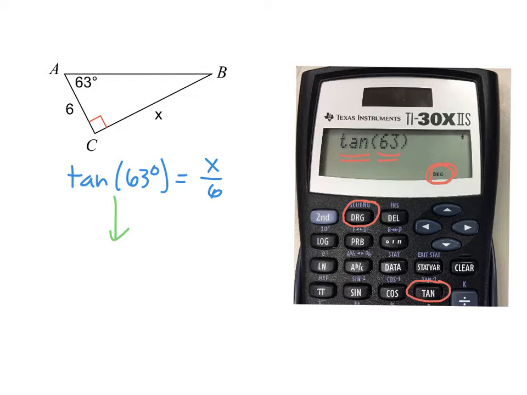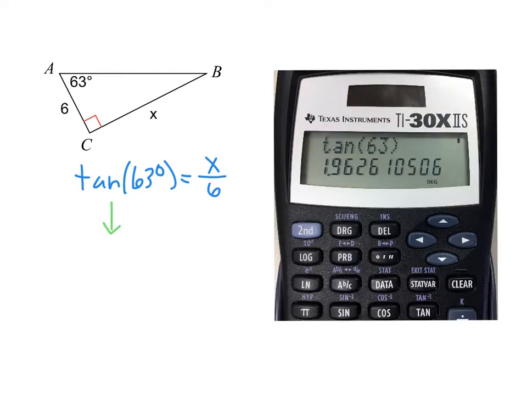Once you hit equals, you're going to get the decimal version of the ratio for 63 degrees, the tangent ratio for 63 degrees. It comes out in the form of a decimal because it's an irrational number. It's a long decimal. So you can see when I hit equals, I get the decimal version of the tangent ratio.